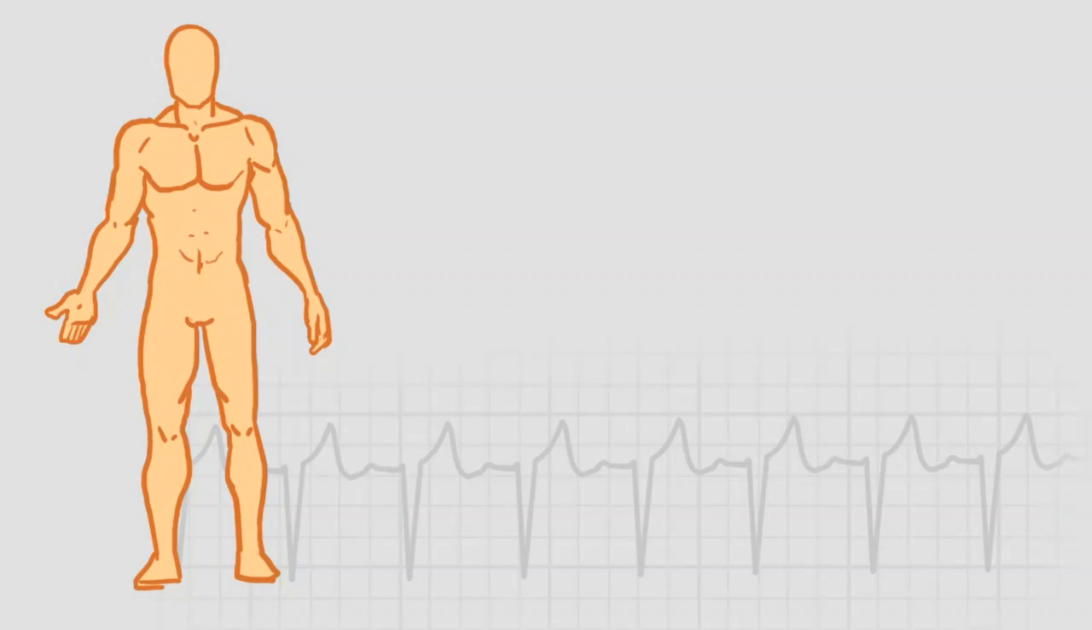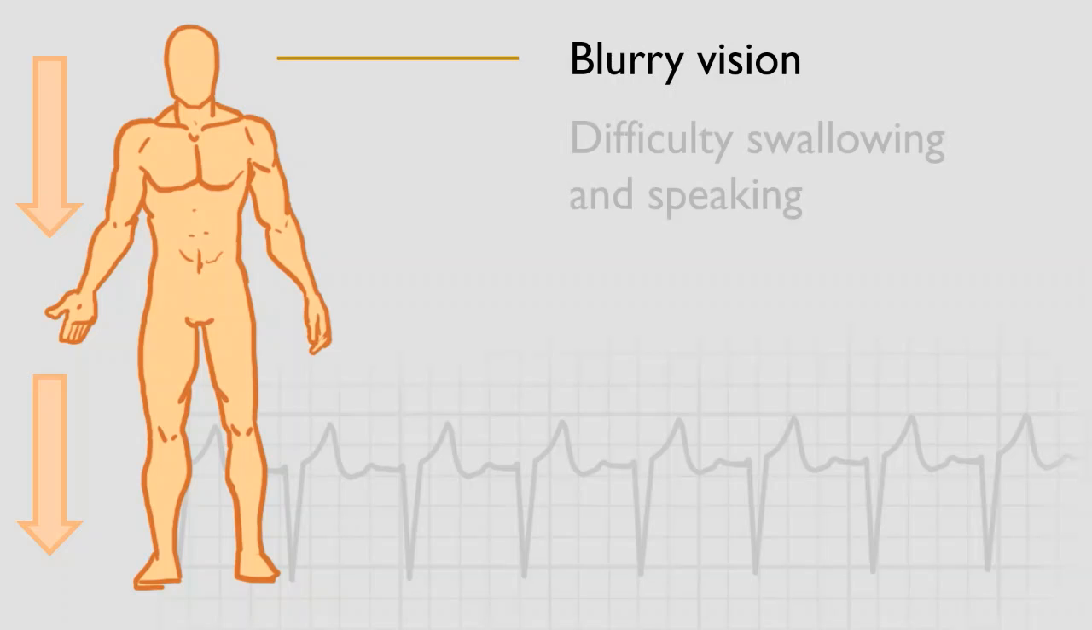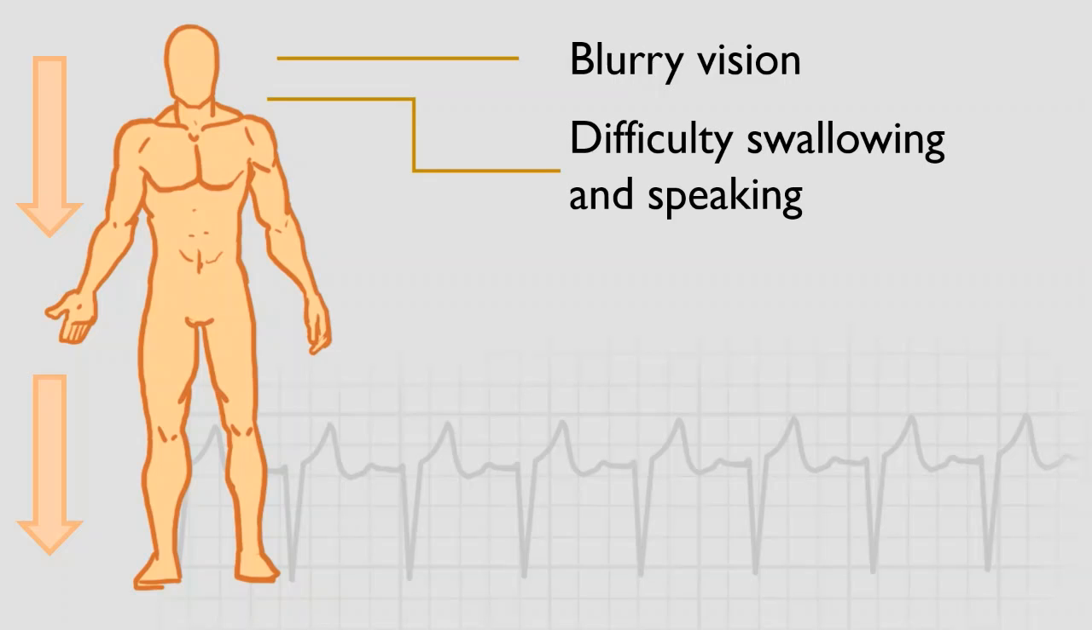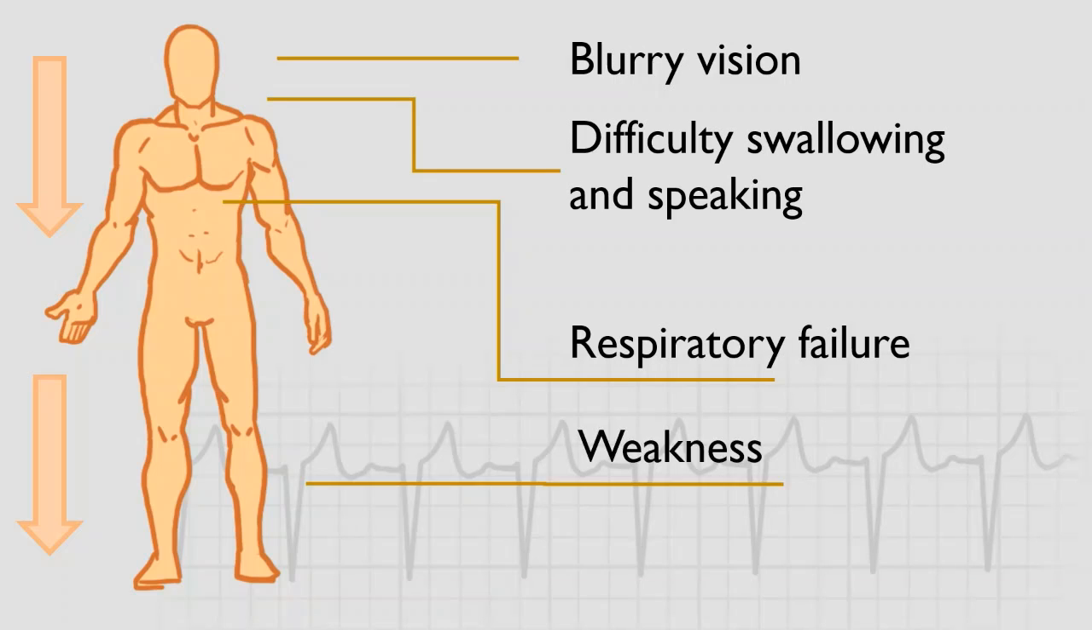So what does botulism look like? What I want you to remember is symmetric descending flaccid paralysis. It starts at the head and affects the cranial nerves for bulbar palsy and works its way downward through the body. So some of the first signs you might see are blurry vision, difficulty swallowing, before it progresses to weakness and full-on respiratory failure. Death can occur.